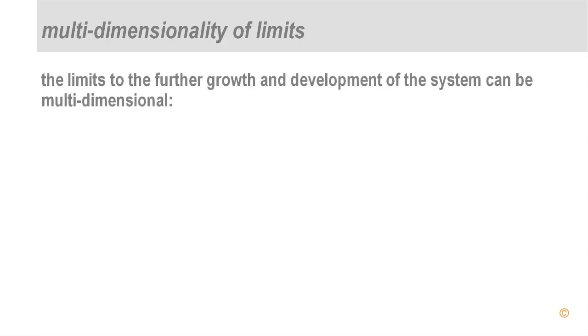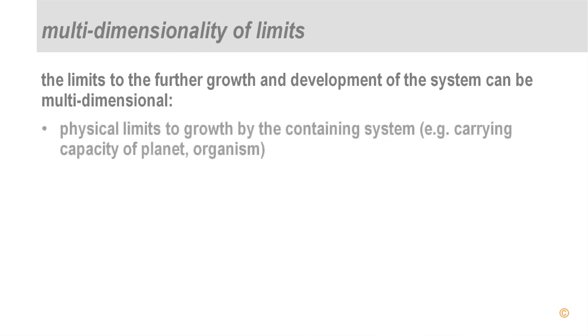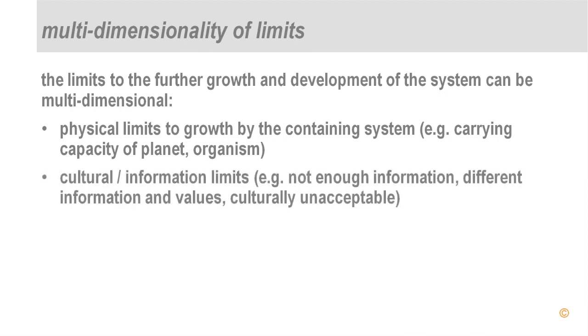The limits to the further growth and development of a system can be multidimensional. We have discussed the physical limits of the containing system associated with the carrying capacity, for example, the limited amount of natural resources available. There can, however, also be cultural or information limits, that the solutions exist for a system to develop to a next stage, but it hasn't got enough information to help it to make the transition, or it has different values that make a particular solution culturally unacceptable.